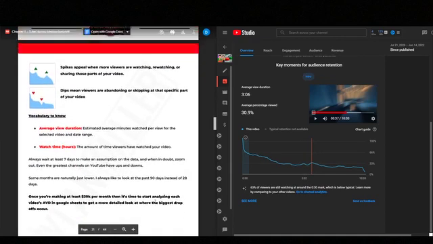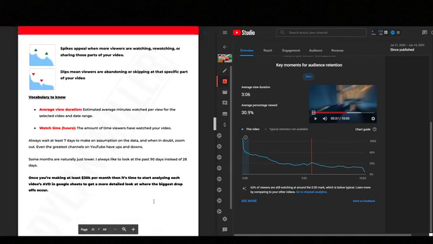And so here's just some general YouTube vocabulary to know. Average view duration. That is the estimated average minutes watched per video for the selected video and date range. So the average view duration on this video is 3 minutes and 6 seconds. Meaning, in simpler terms, on average, out of everyone who clicked and watched this video, most people watched at least 3 minutes of this video. Watch time is always measured in hours, unless you specifically set it to minutes. That's the amount of time viewers have spent watching your video.